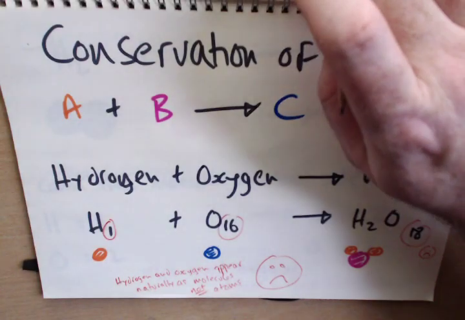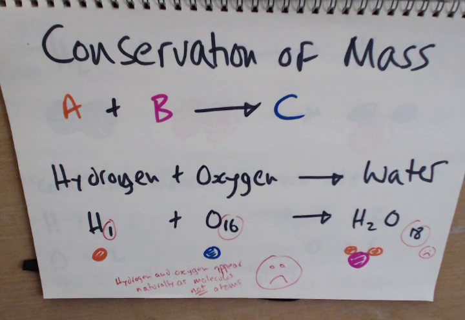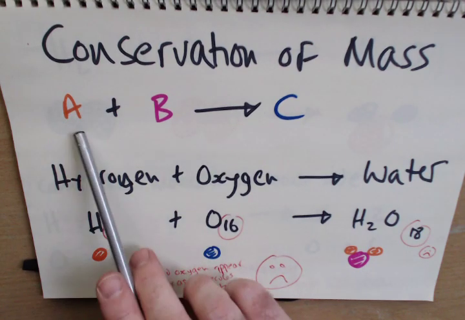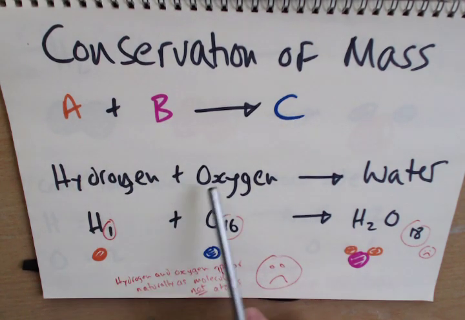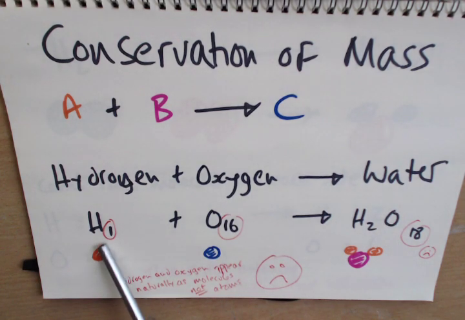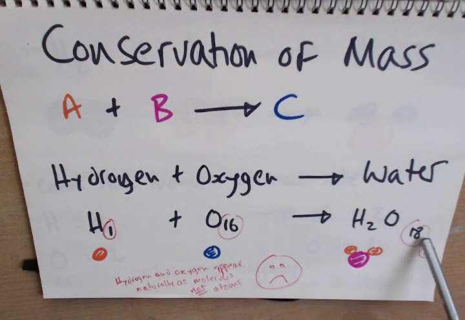However, sometimes it can go a bit astray. For example, A plus B goes to C. Hydrogen plus oxygen goes to water. 1 plus 16 equals 18. No, it doesn't work. So we can see we've got an atom there, and a molecule there. So something is wrong. Hydrogen and oxygen appear naturally as molecules, not atoms.